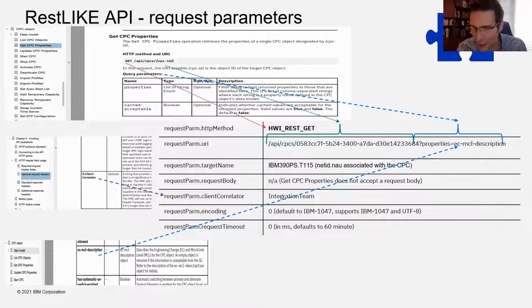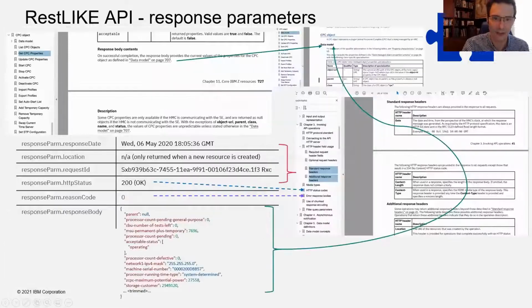You can also specify the encoding. By default, it's going to default to EBCDIC, the data that we're actually sending to the system, and the request timeout. In other words, how long should this request be out there before the SE times out the request? So again, not necessary to specify. So you can see for this particular request, I only really need to specify 3 things: a GET, a URI, and a target name. And all those values can be derived from the HMC Web Services API publication.